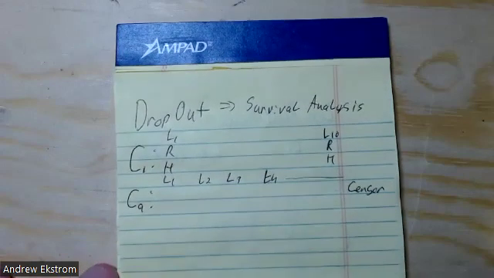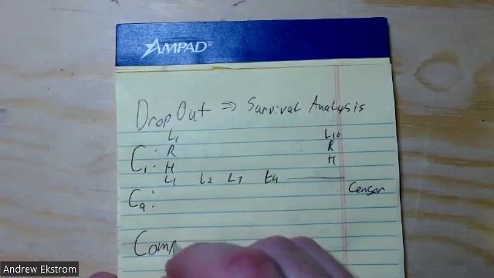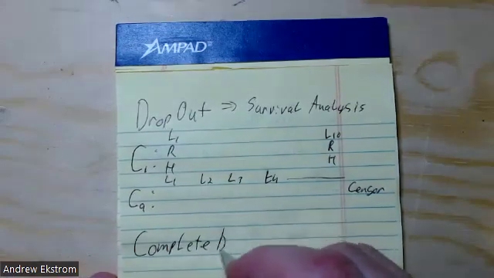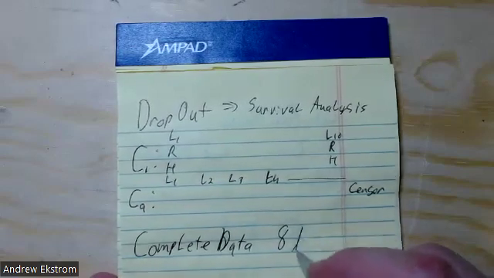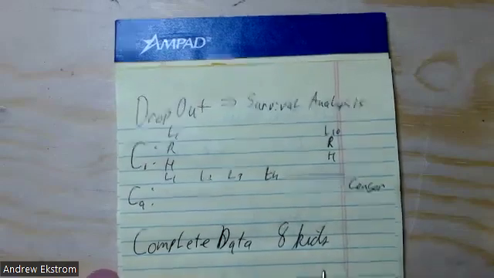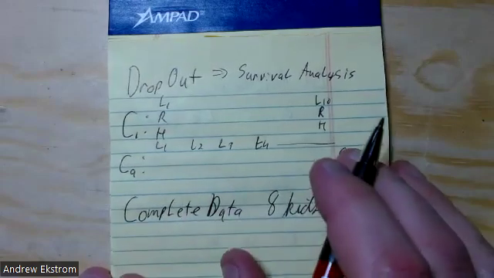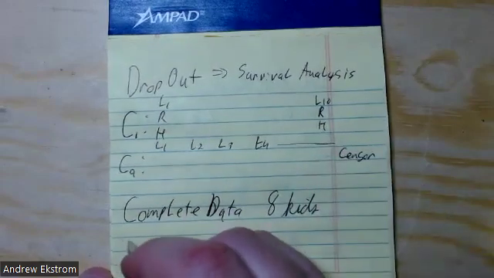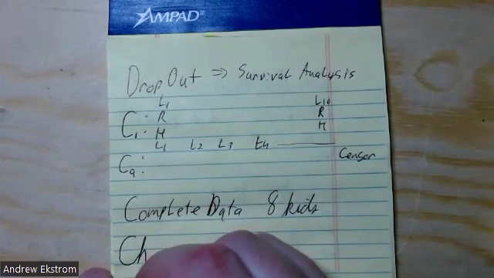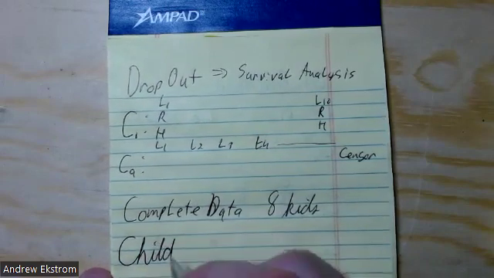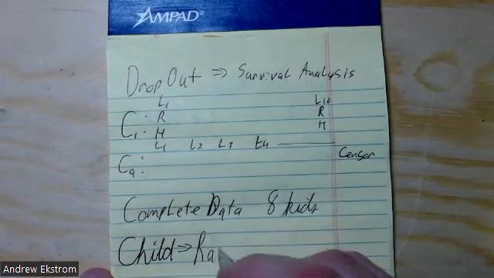Another option is, because they had complete data from 8 kids, and they're looking at lesson 1 to lesson 10, some of the things they can do when they go to analyze these things is called a child, a random effect.